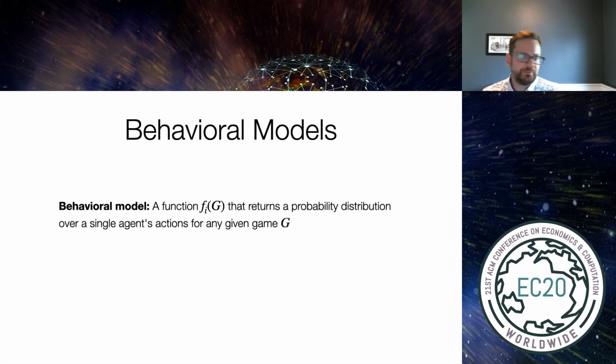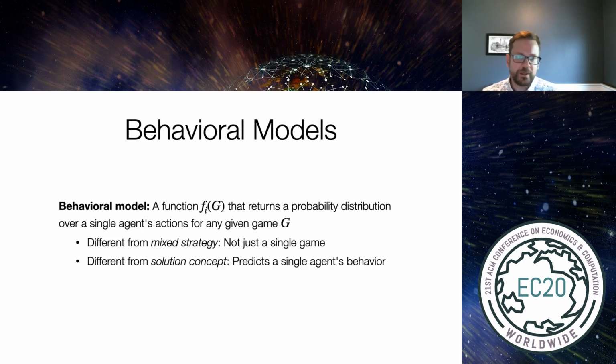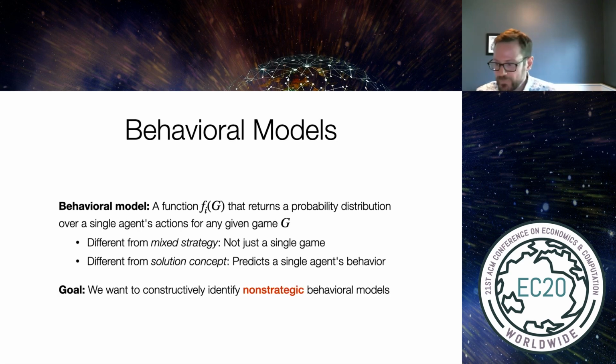I'm going to say a behavioral model is just a function that takes in a game, and it gives a probability distribution for a single agent's actions. So this is something that you could imagine an agent running in order to figure out what they're going to do. It's not quite the same as a mixed strategy, because a mixed strategy is associated with just a single game. And it's also a little bit different from a solution concept, because it's giving you a single agent's behavior, and it's giving you a single distribution over what they're going to do, rather than some set of things that's acceptable. And so what we're up to here is we want to identify the models, right? So we want to have some condition that applies to these mathematical models that tells us which ones are non-strategic.